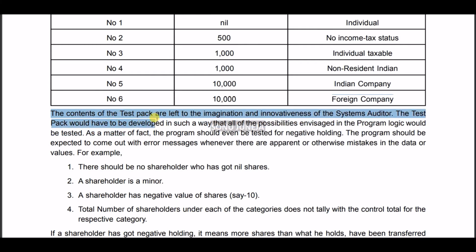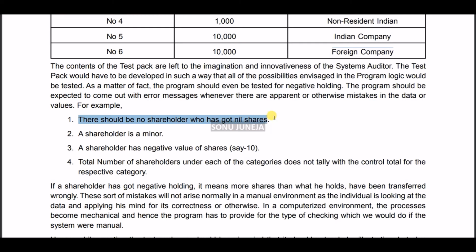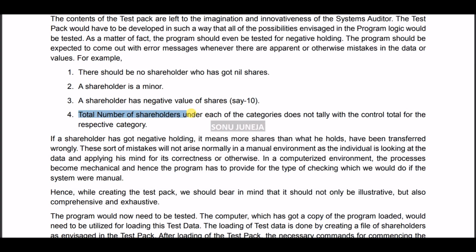The test pack would be developed in such a way that all the possibilities investigated in the programming logic would be tested. As a matter of fact, the program should even be tested for negative holding. Now the program should be expected to come out with error messages whenever there are apparent or other mistakes in data or values. For example, there should be no shareholder who has nil shares, a shareholder who is a minor, or a shareholder with a negative value, say minus 10. Or the total number of shareholders under each of the categories does not tally with the control total of the respective category.